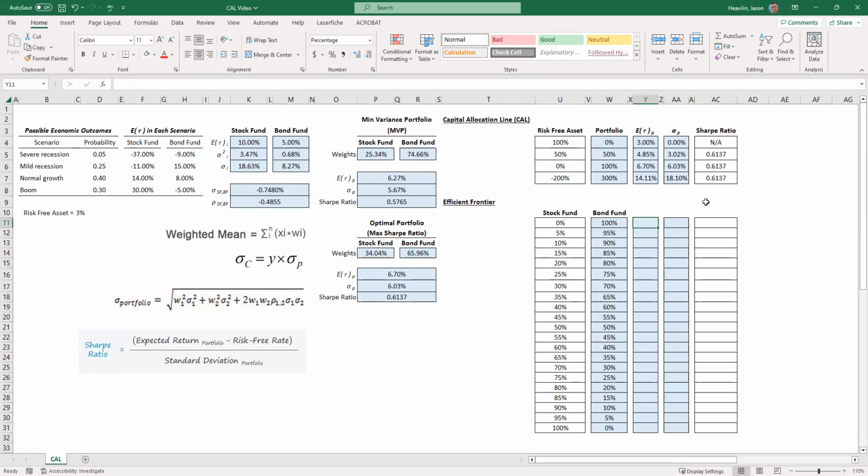So what we do is we take the weight of the stock fund times the return of the stock fund over here, 10%. We're going to lock that one in. Plus the weight of the bond fund times the return of the bond fund. We're going to lock that in. And we get 5% expected return. Makes sense. 100% of our capital is there, so you only get that. Since we locked those in, we go ahead and drag everything down.